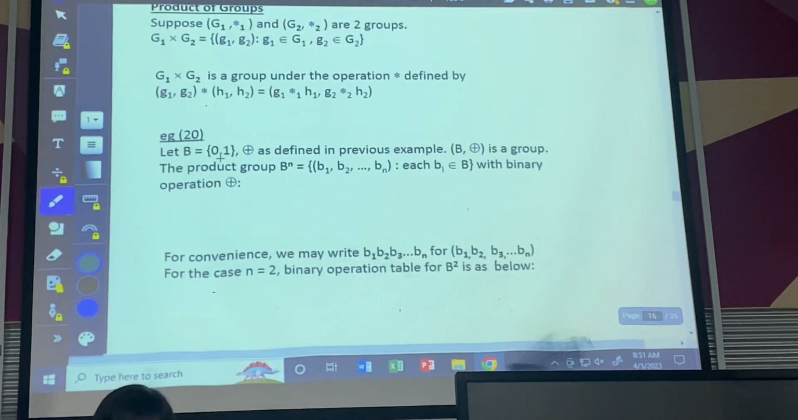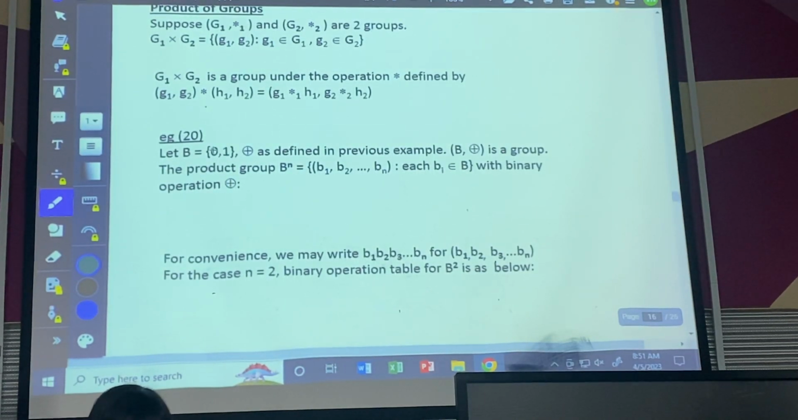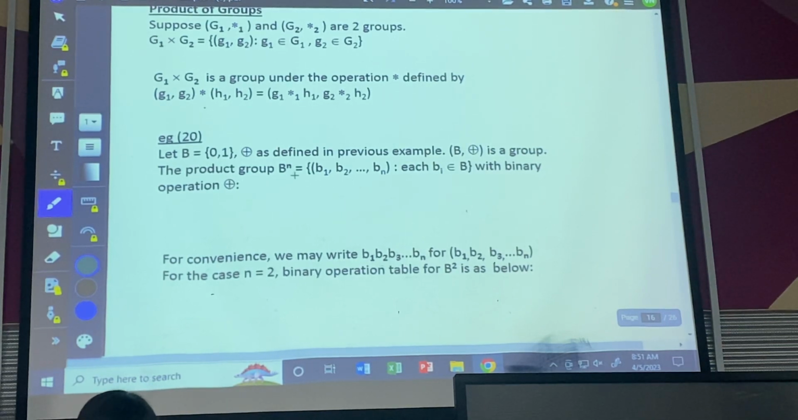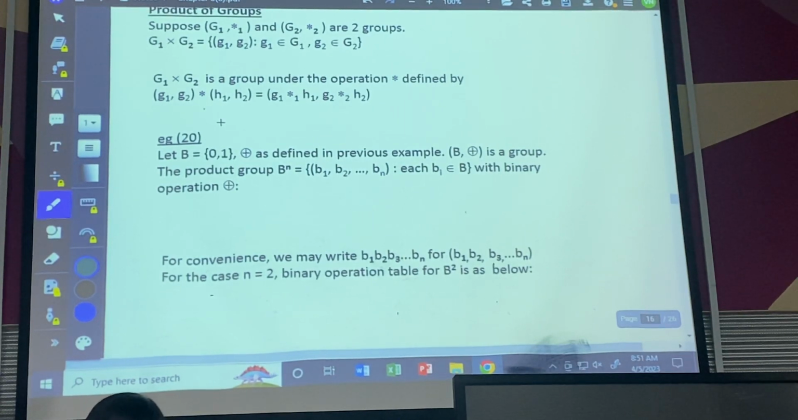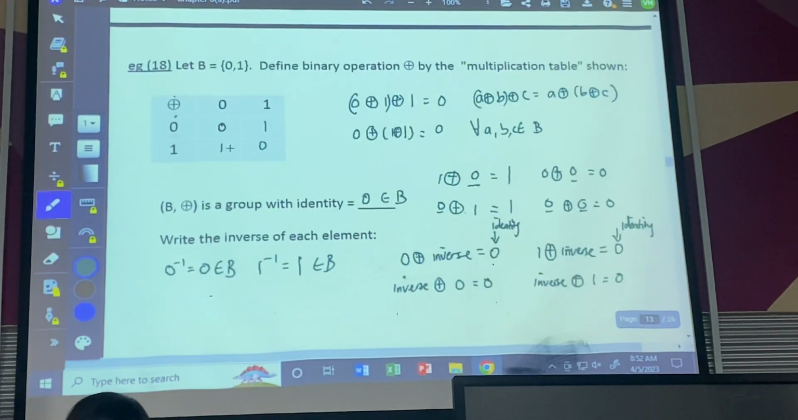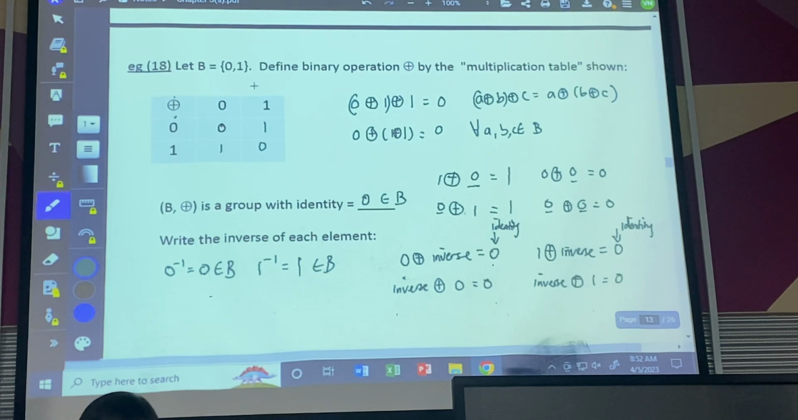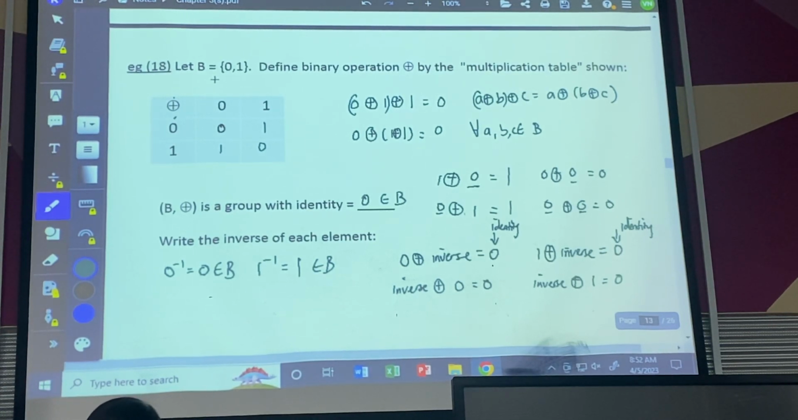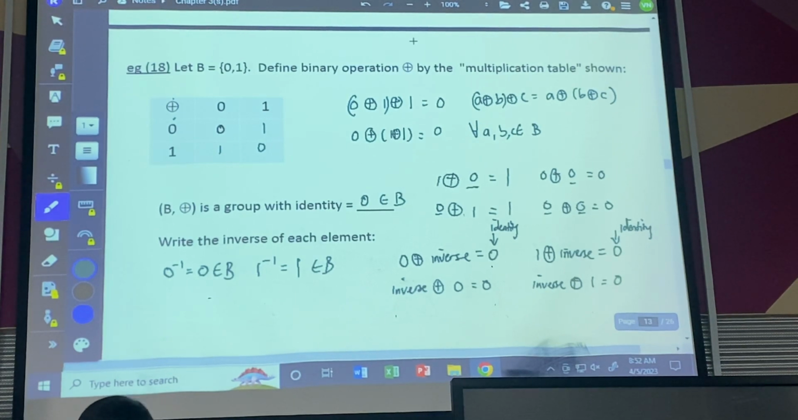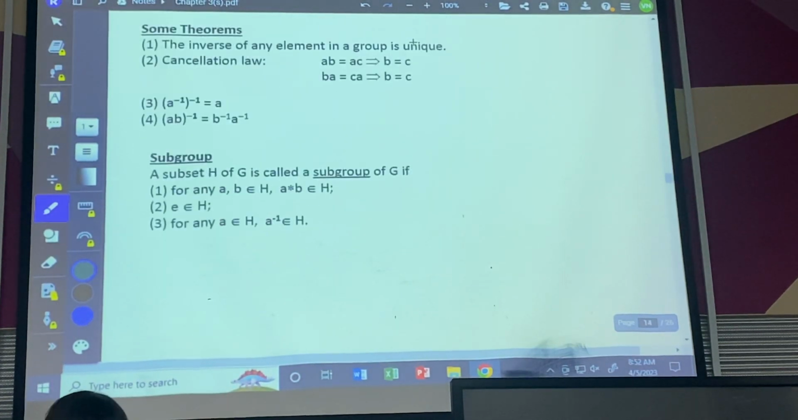So look at Example 20 here. If you have the same set B, 0, 1, with exclusive OR, we have defined that this is a group already in our previous example. The product Bn means that if you have 0 and 1, you want to combine the elements from the table just now. Bn means that I can have 2 bits, 3 bits, 4 bits, and so on. If I combine these two together, I can have 00, 01, 10, and 11, right? So that is for 2 bits, if n is 2.